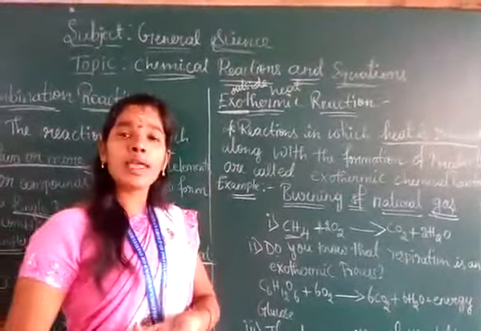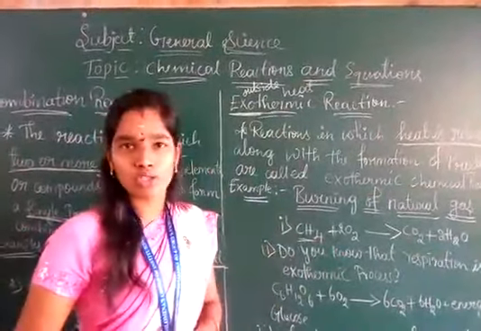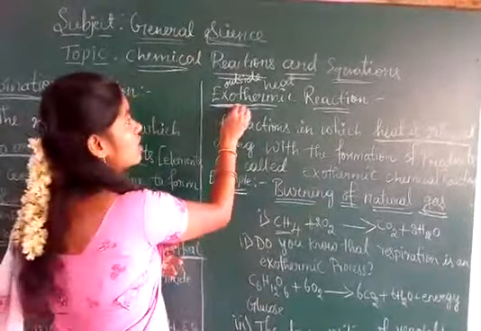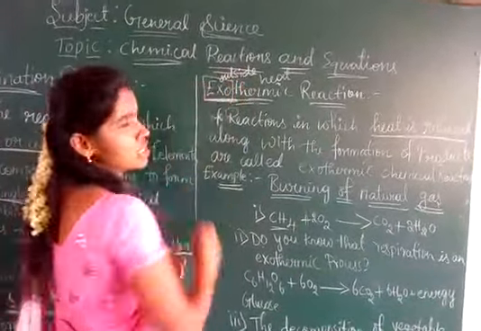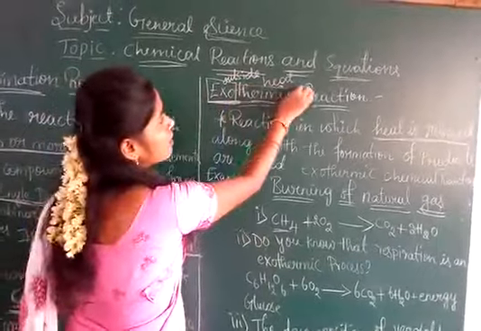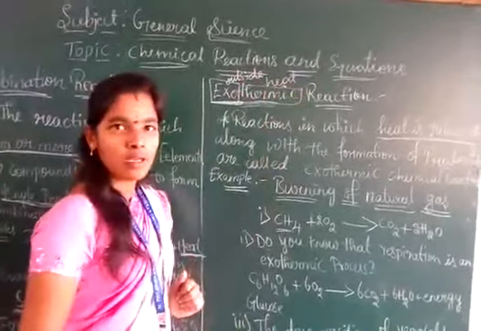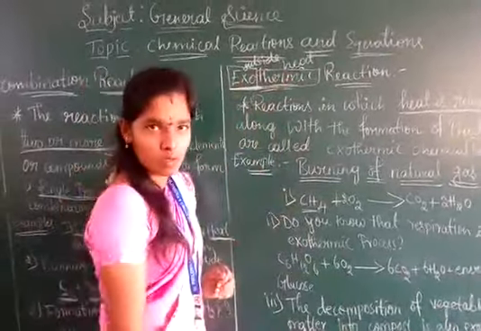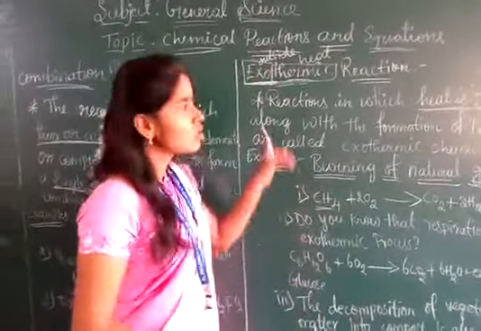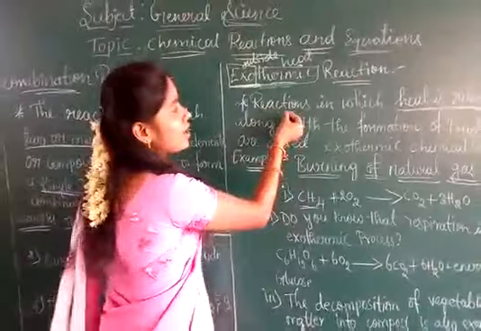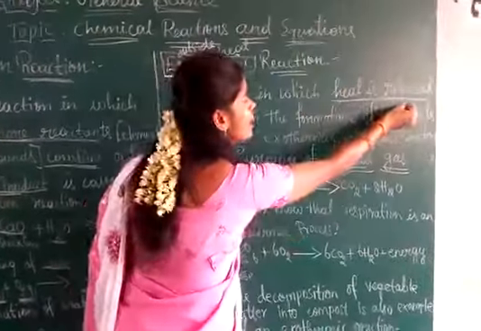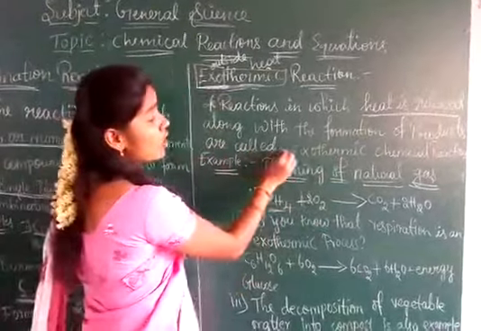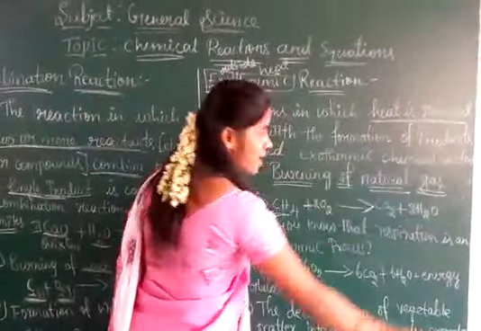So exothermic reaction is there, endothermic also is there. Okay. So first we will see about exothermic. Exo, this word refers to outside. Thermic word refers to heat. So during the chemical reaction, what happens? Heat is releasing outside. So this is nothing but exothermic reaction. Reaction in which heat is released along with the formation of products is called exothermic chemical reaction.